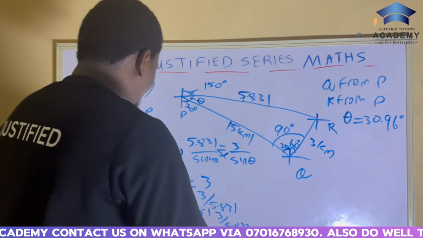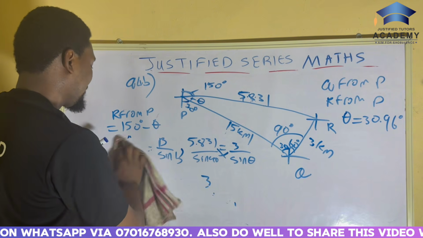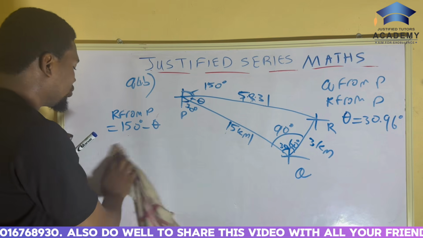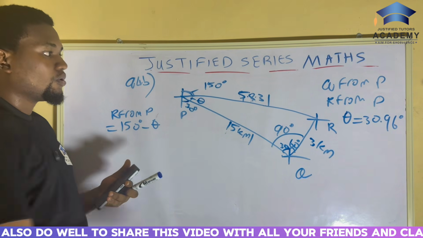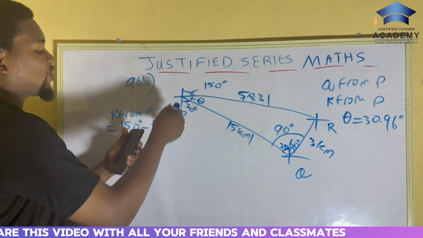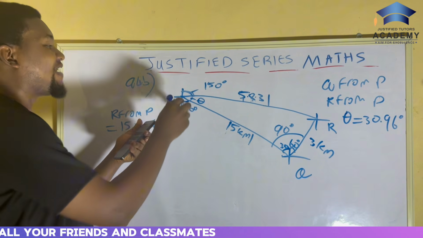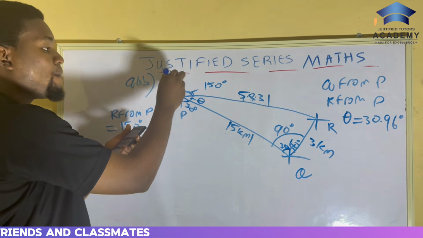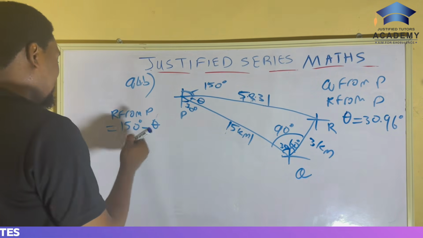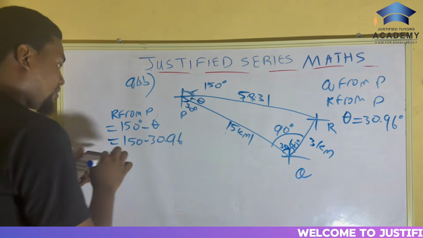30.96 degrees. Right. So now I'll rub this off. Let me rub this off. Okay. Now, the next thing you are going to do is ask yourself, we've gotten our theta, what is the next thing to do? For us to find the bearing of R from P, it's going to be 150 degrees minus theta. And our theta is 30.96. So 150 minus 30.96, that will give you what?